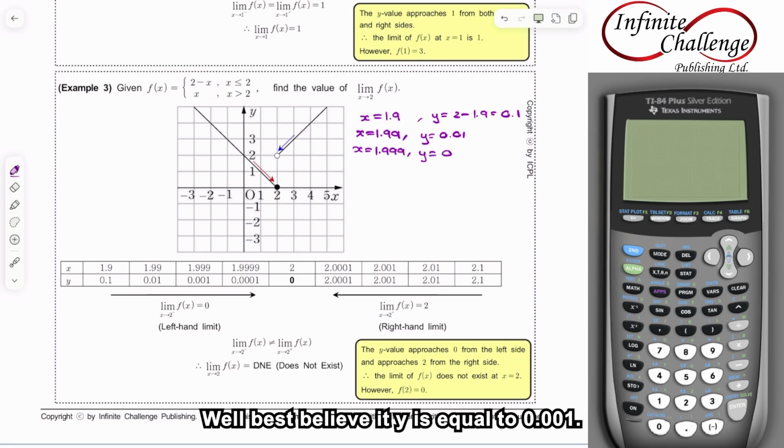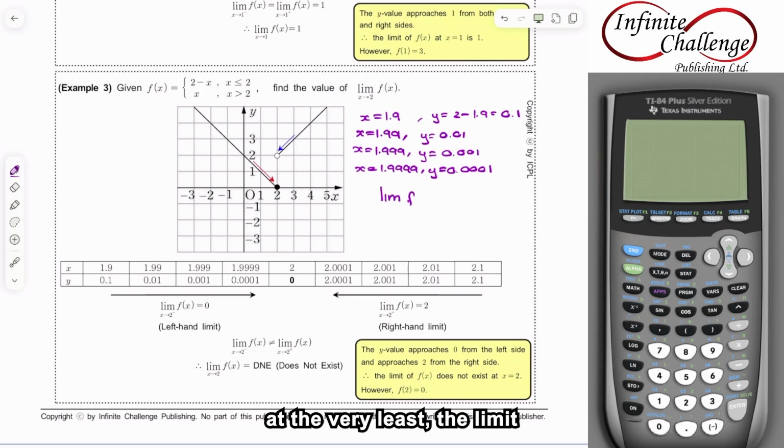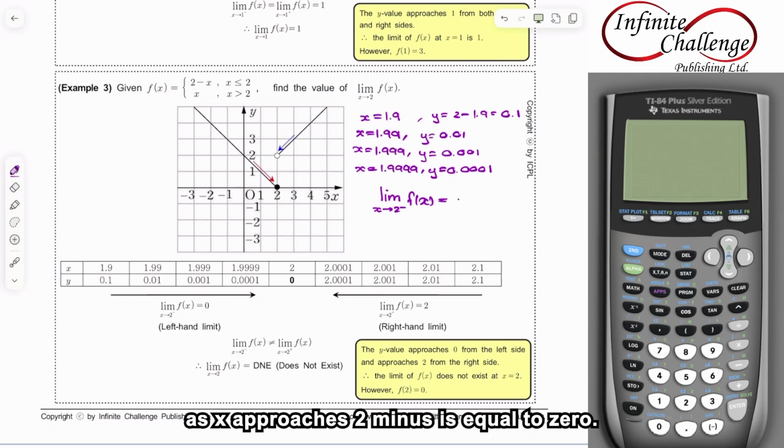Well, best believe it, y is equal to 0.001. What about when x equals 1.9999? Well, hey buddy, y is equal to 0.0001. And so we can conclude that the left-hand limit, at the very least, so the limit as x approaches 2 minus, is equal to 0.